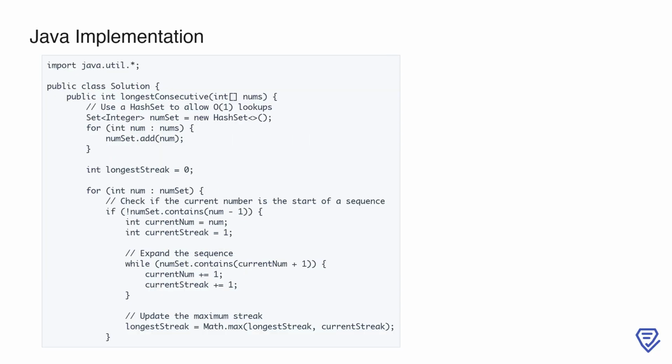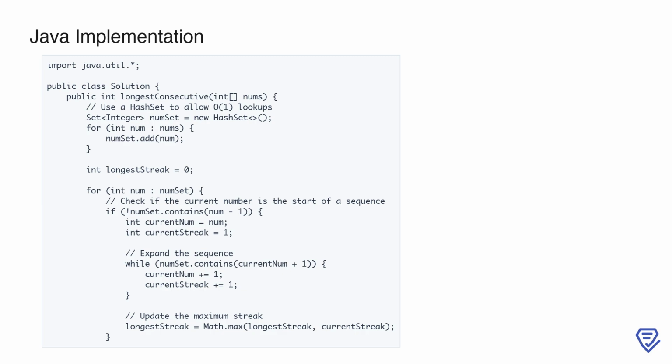In this implementation, we start by importing the necessary libraries and defining our solution class. The method longestConsecutive takes an array of integers, nums, as input. The first step is to use a hash set to store all the elements from the array. This allows for O(1) lookups, which is critical for ensuring the algorithm runs efficiently. Next, we initialize a variable longestStreak to track the length of the longest consecutive sequence.